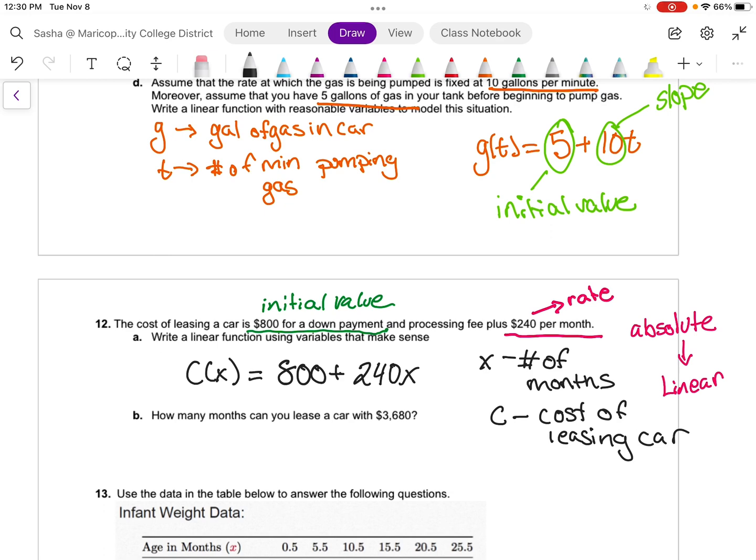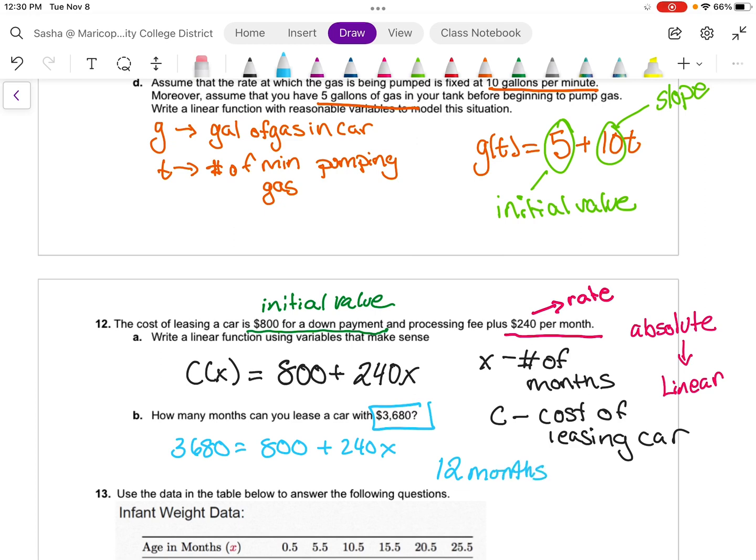So part B is asking, okay, how long would I be able to lease this car if I only have $3,680 to put towards my car? And so I can create an equation, 3,680 equals 800 plus 240x, and solve for x. I'm going to let you go through the algebra. And if you do, you should wind up with x comes out to be 12 months.